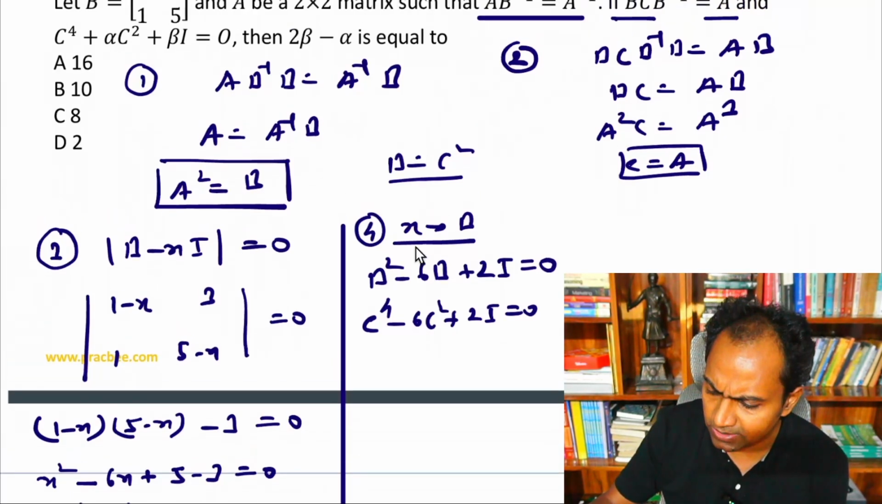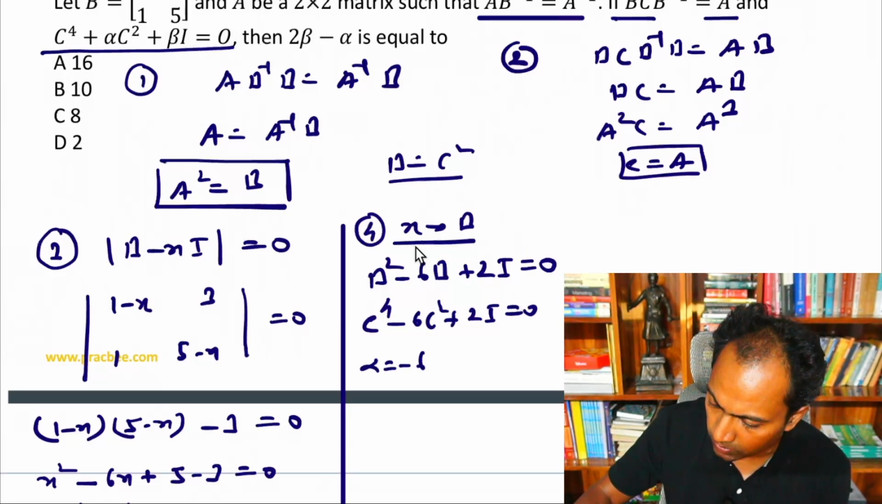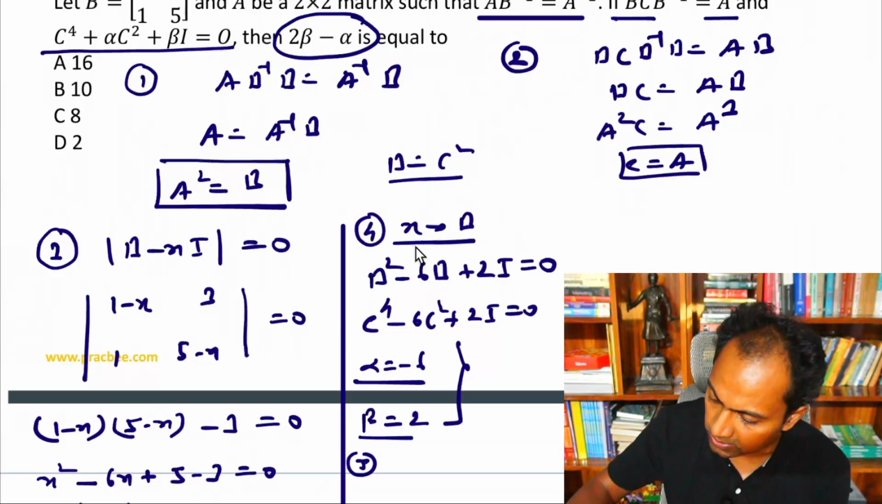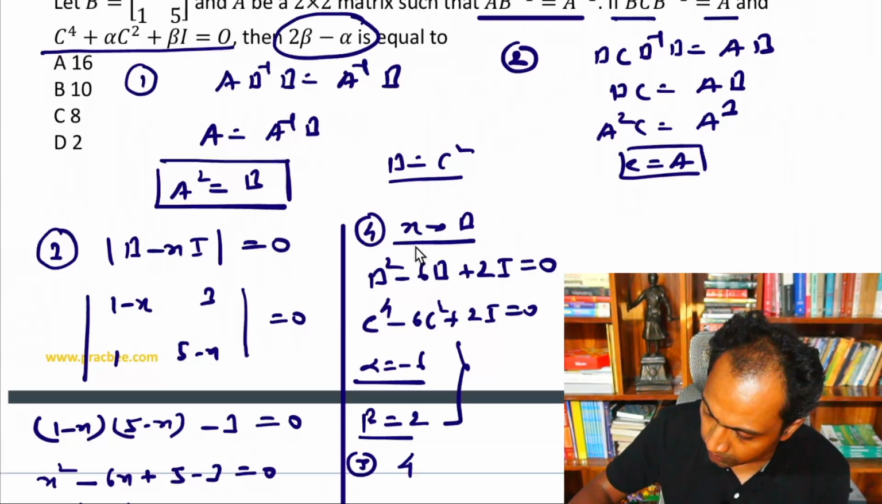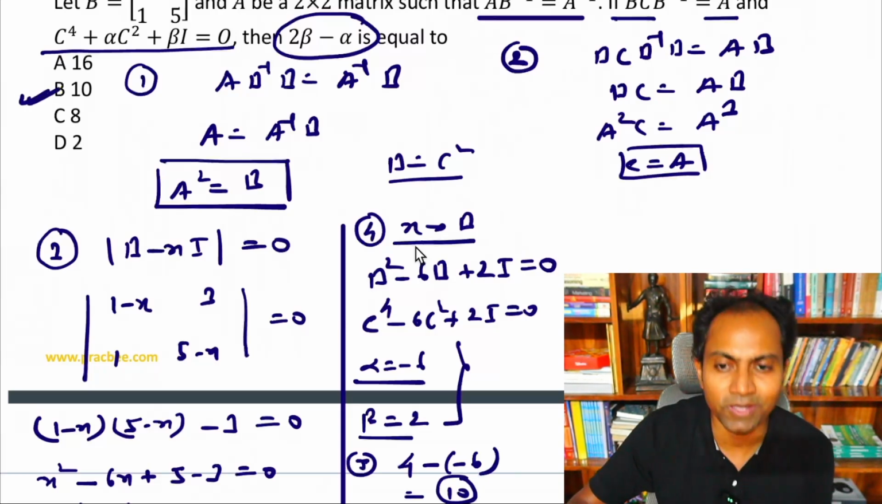So if I compare this equation and the equation that is given to us, alpha comes out to be minus 6 and beta comes out to be 2. In the last part, the fifth part, if I want to find the value of 2 beta minus alpha, so 2 beta will become 4, minus alpha will become minus 6, and the answer will come out to be 10. So B option comes out to be correct.